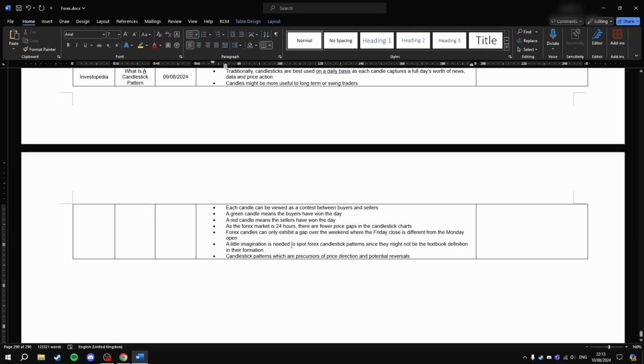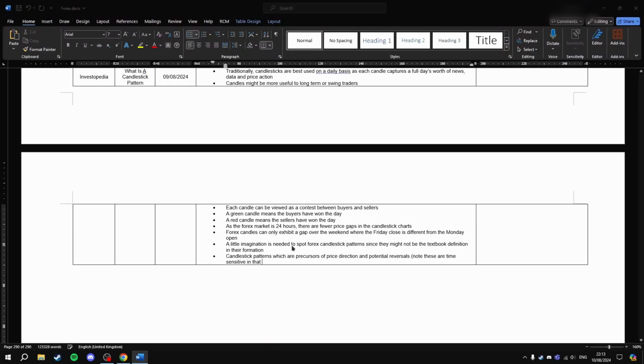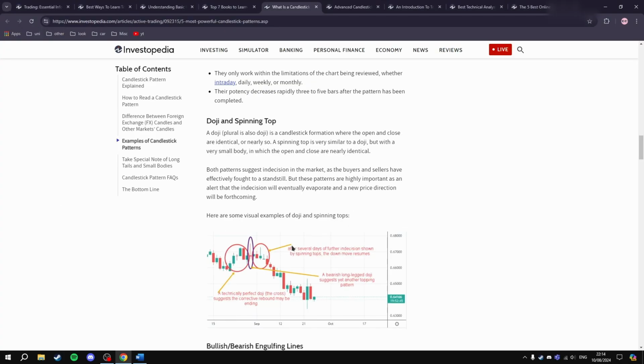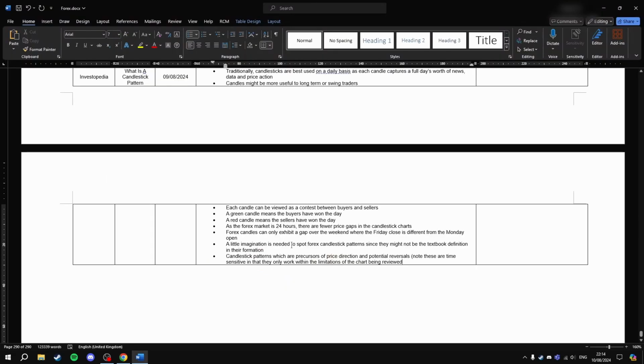They're also time sensitive in two ways. So note these are time sensitive in that they only work within the limitations of the chart being reviewed, whether it's intraday, daily, weekly or monthly.